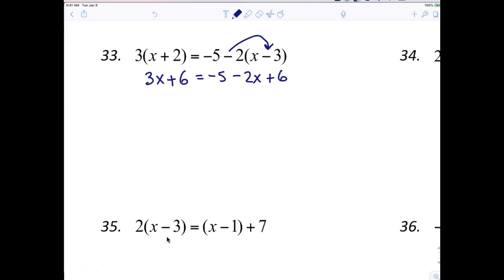Now, just give yourself a heads up. Do you do -5 minus 2 and get -7 here? No, never, never, never. The multiplication comes before we do the addition and subtraction. Everybody agree with this? You have to distribute the -2 first. You have to distribute the -2 first. All right? And it'd be -6. So now I have 3x plus 6.